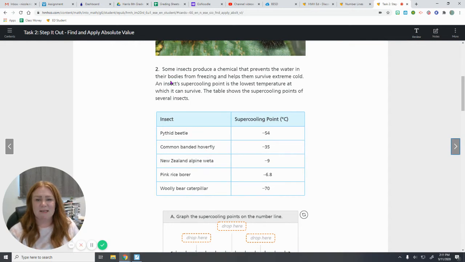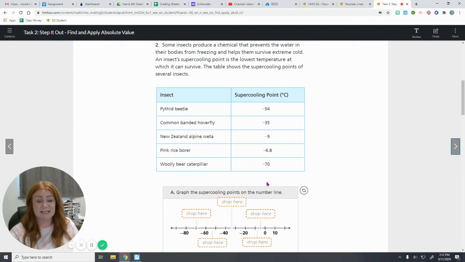So let's look at this here. Some insects produce a chemical that prevents the water in their bodies from freezing and it helps them survive extreme cold. An insect's supercooling point is the lowest temperature at which it can survive. So I'm thinking temperature, I'm thinking my number line up and down. Some of these can survive very cold temperatures. This table shows the supercooling points of these insects.